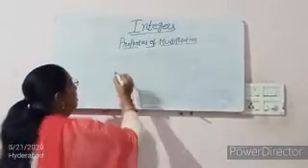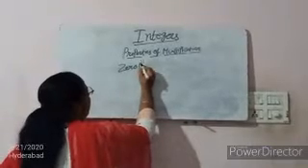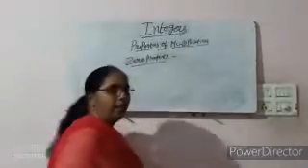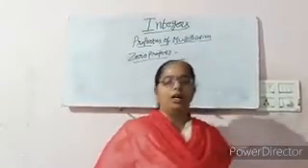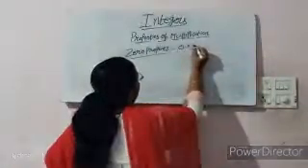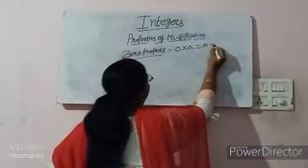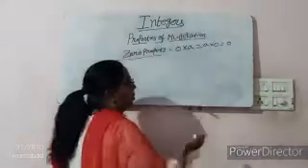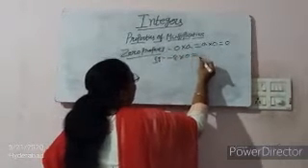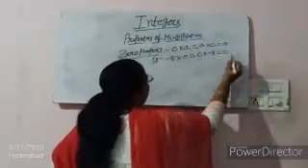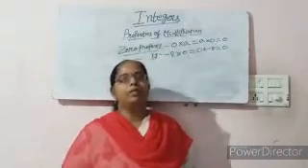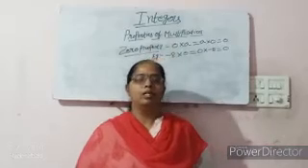Next property is the zero property. If you multiply an integer with 0 or 0 with an integer, the result is 0. It means 0 into A is equal to A into 0, that equals 0. For example, -8 into 0 is equal to 0 into -8, equal to 0. So the zero property is, if you multiply an integer with 0 or 0 with an integer, the result is 0.